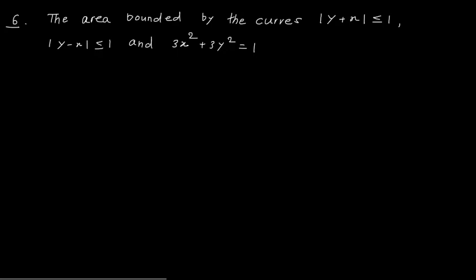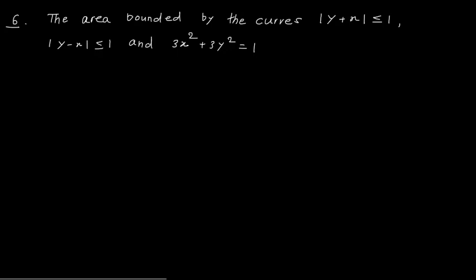Now let us continue with question number 6. Question number 6 is the area bounded by the curves |y + x| < 1 and |y - x| < 1 and 3x² + 3y² = 1. So we have to find the area between these curves. Let us first draw the graph.